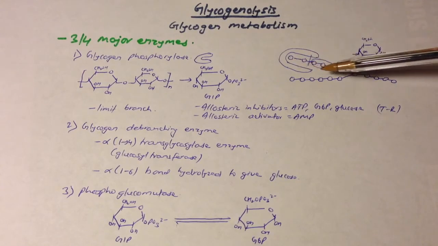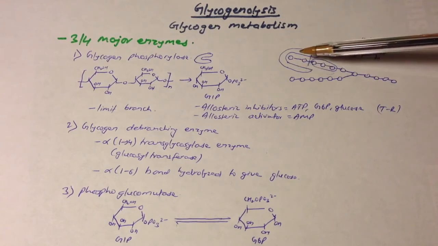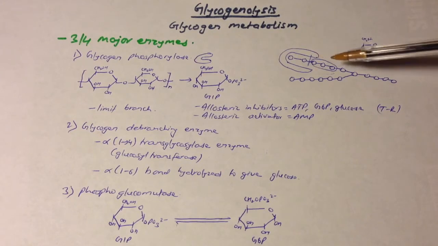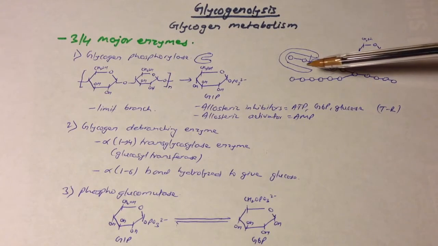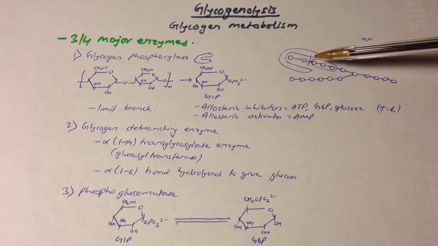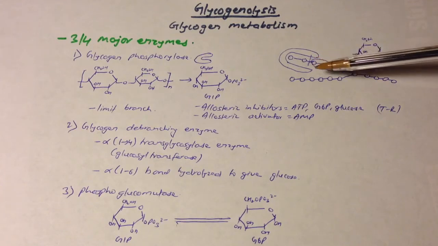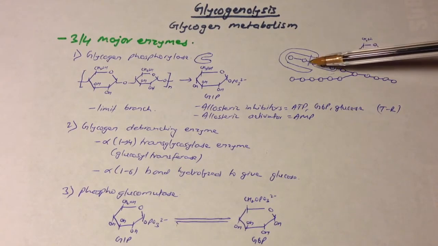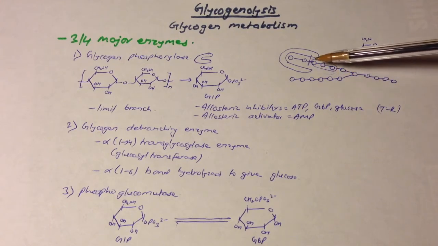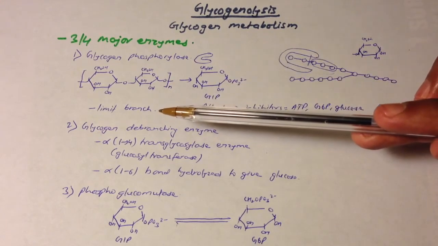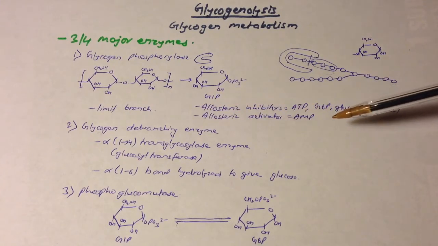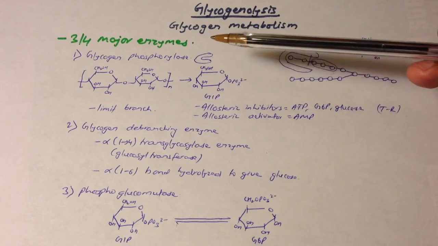It starts from here and comes down, or it starts from here and comes this way. It takes some glucose molecules in and cleaves one at a time, but once it reaches the last 4 or 5 glucose, it cannot cleave any more glucose. So let's say once the glycogen phosphorylase cleaves this one and this one, it won't be able to cleave any more glucose because there are only 4 left. And these 4 glucose left are called limit branch. Now here you can read what are the allosteric activators and allosteric inhibitors of glycogen phosphorylase.